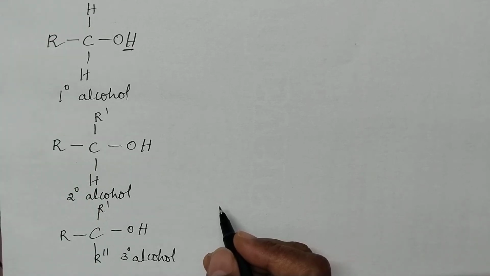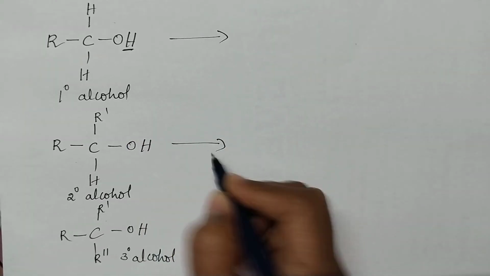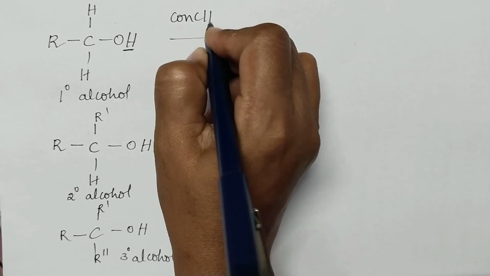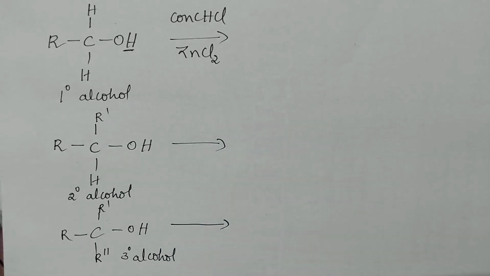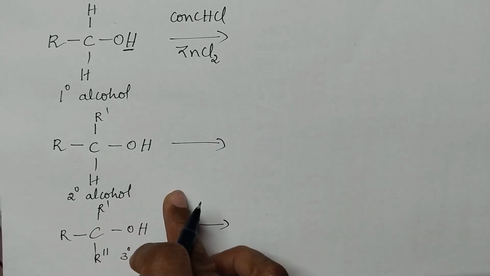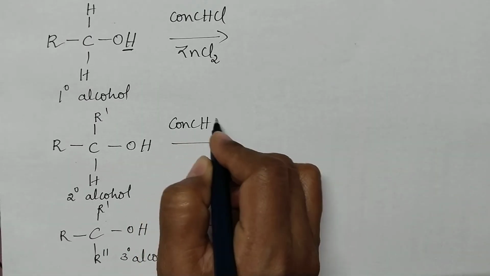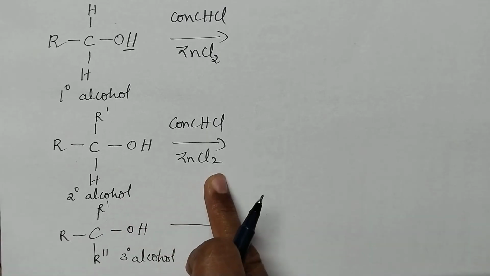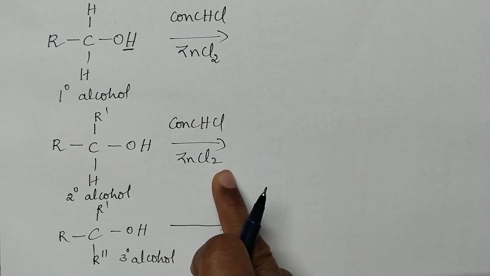So, in this Lucas test, what happens? Alcohols will be treated with concentrated HCl in the presence of zinc chloride. Can you guess the product? Let us move on to the secondary alcohol. In the case of secondary alcohol, what happens? Whenever secondary alcohol is treated with concentrated HCl and zinc chloride, then what happens?